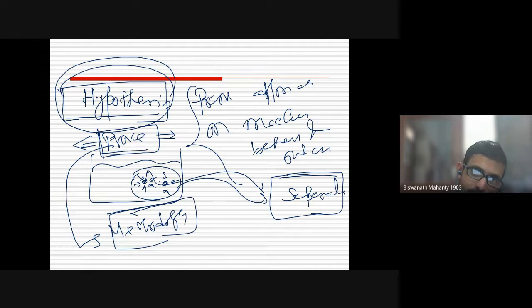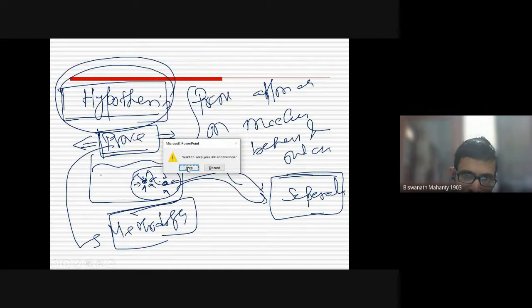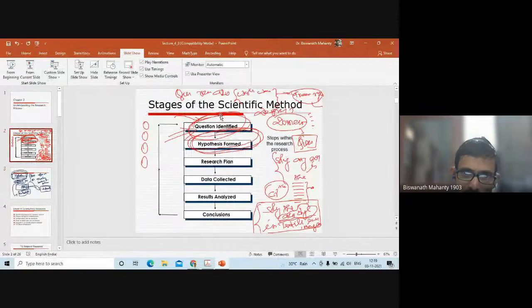Let me tell you one very simple example. I'll take one slide again, then I'll come. I think you understand that we are moving. So from question to hypothesis, hypothesis means the working principle we are proposing. Then I will have a research plan. Research plan is how I am going to do that, the planning.